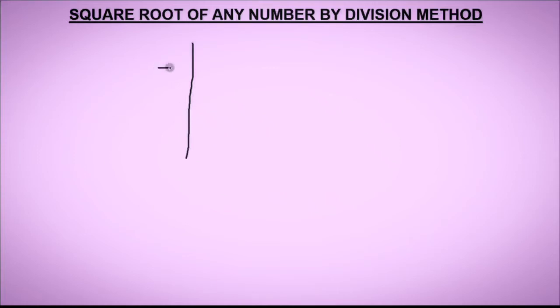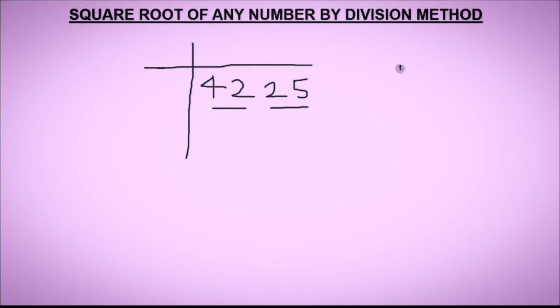Now let us take one example for your better understanding. Suppose we have a number 4225 and we need to find the square root of this using the division method. So from right to left we are going to pair it up as we have learned, right? Now we are going to find the divisor whose square should be less than or equal to 42.